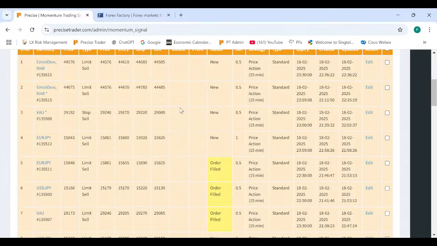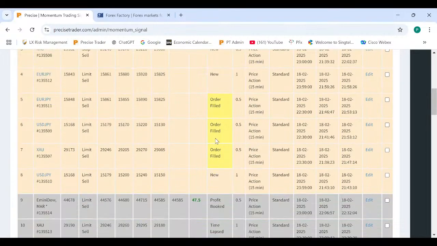Okay, so we are trying to enter two trades for Dow Jones. One is sell at 610, stop at 685. Another one is sell at 670, stop at 785, and we have two different exits, and also this is a half lot. Okay, and our euro yen.